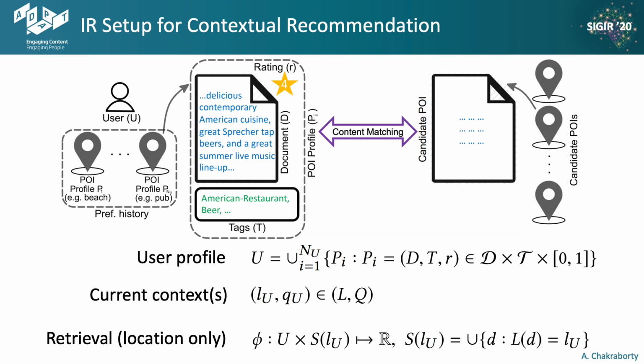For the location-only recommendation, we can simply define a set of candidate POIs to only the ones in the specific location and match the content with the POIs in the preference history. Note that the output of the phi function, such as with BM25 or a pseudo-relevance feedback method, doesn't depend on the non-location type qualifiers.